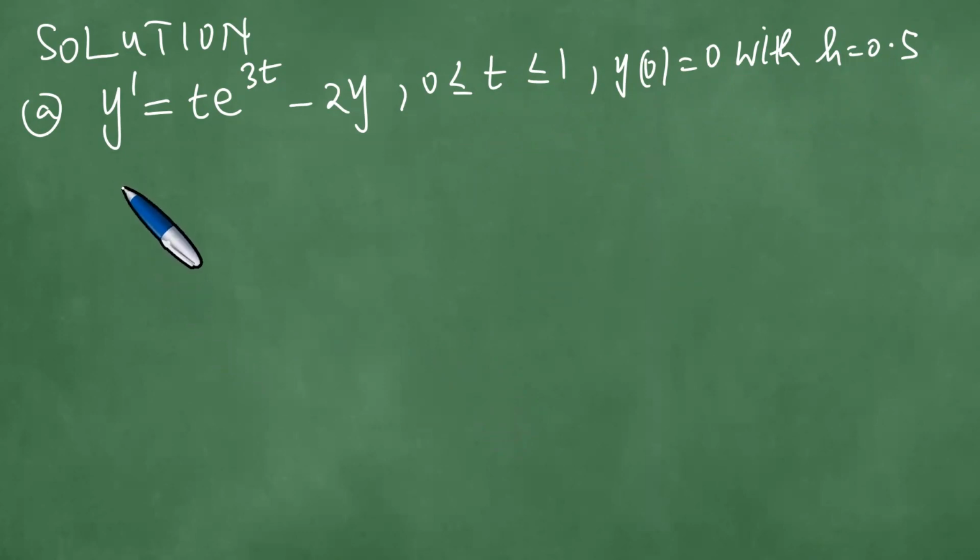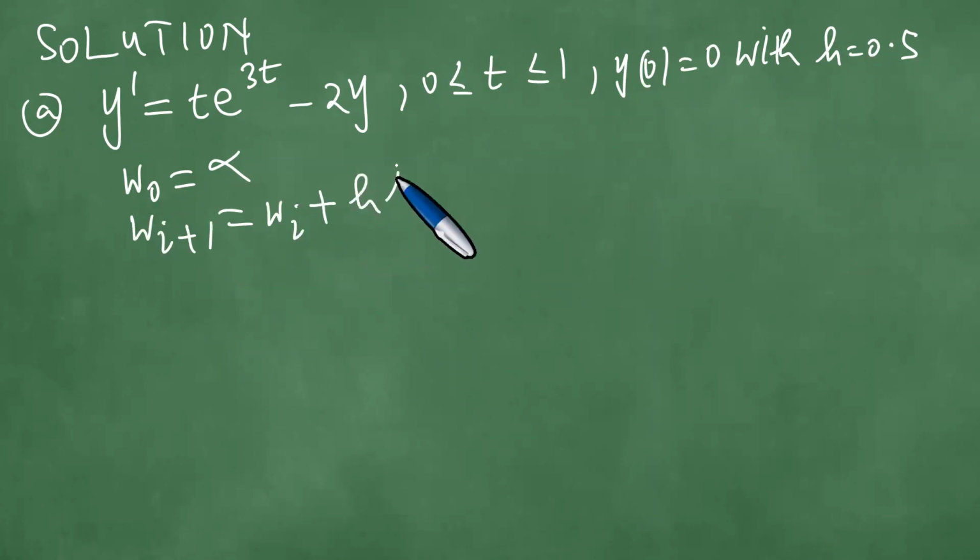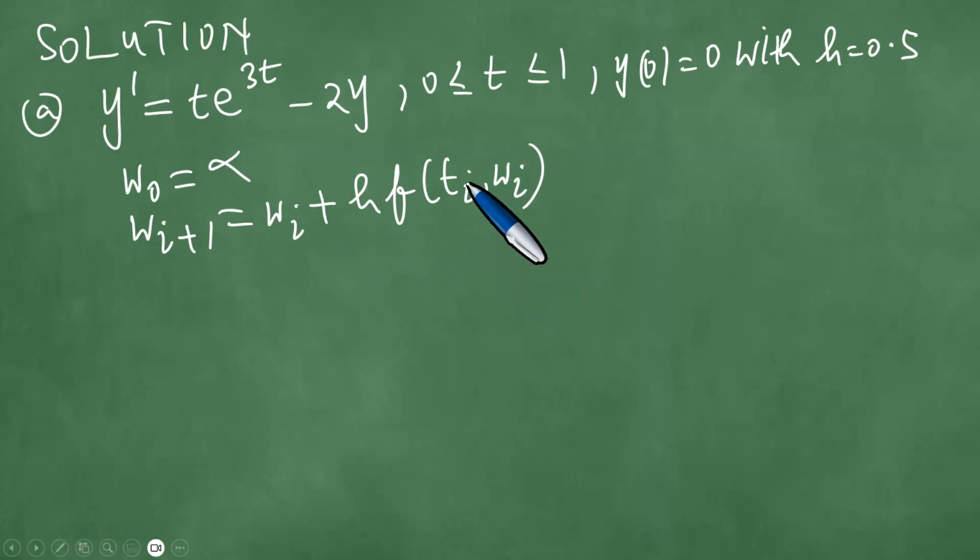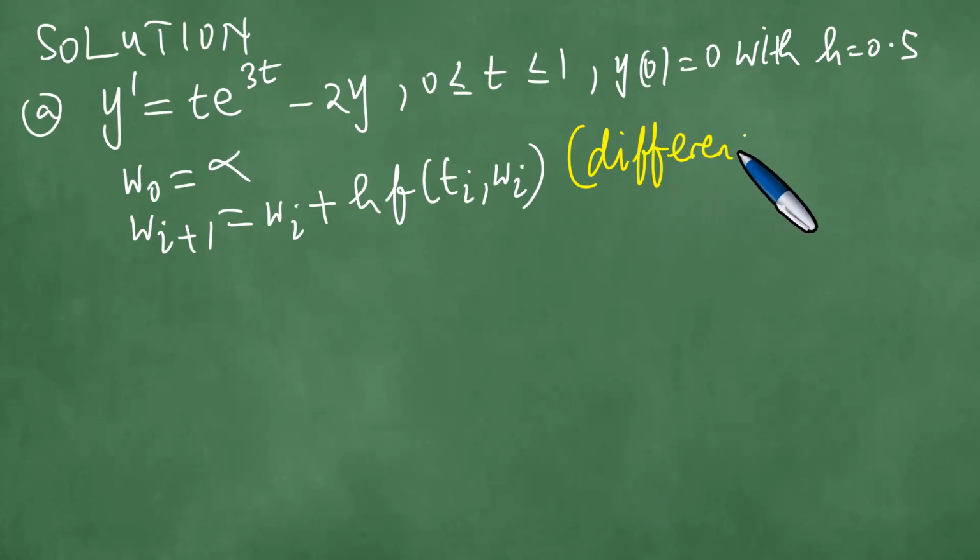We need to just remember Euler. What does Euler say? Euler says W0 is alpha, and then it says the difference equation: W i plus 1 is W i plus h times f of t i, W i. This is exactly what we said is the difference equation for Euler's method. Now, with this difference equation, we are quickly able to solve.